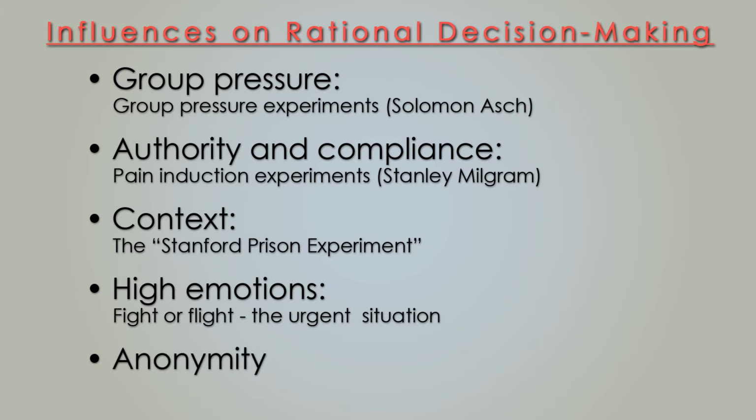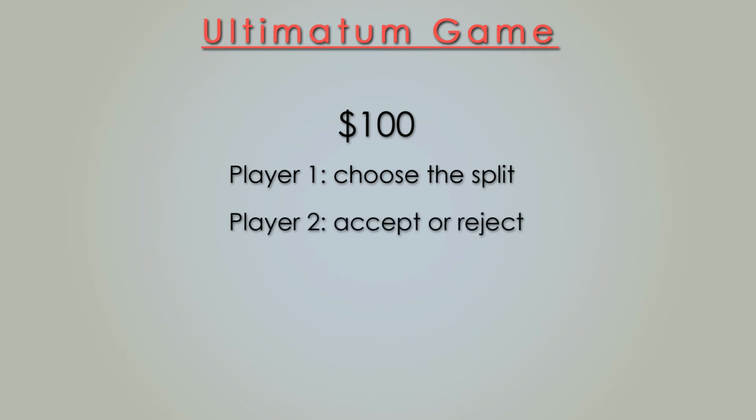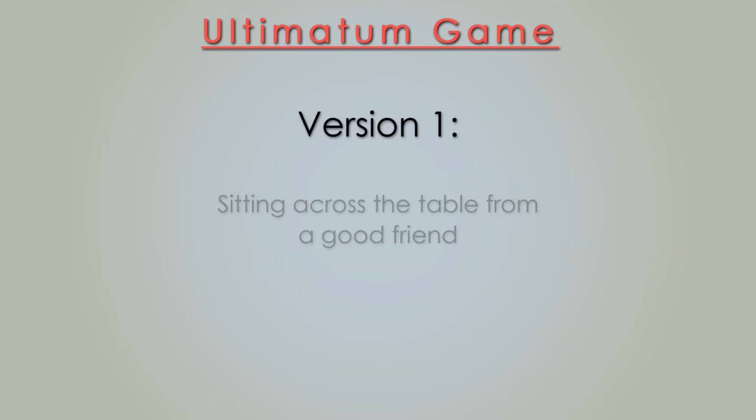For example, let's play another game. I'll put $100 on a table, and player 1 gets to choose and propose what the split of that $100 will be. Player 2 then accepts the split and both get the money, or rejects the split and neither of them get the money. We're going to play three versions of that game. In the first version, you're sitting across the table from a good friend. What split do you propose? If you're like most people, you'll propose a 50-50 split.